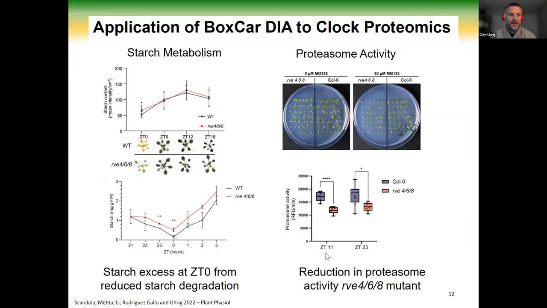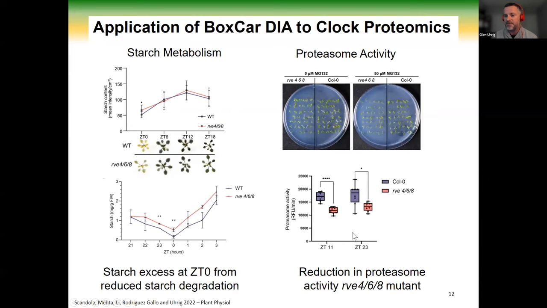Again, we followed this up with some enzymatic activities and saw that the RVE468 mutant was deficient in proteasome activity, which corresponds to the proteome data that we had seen previously. It's quite interesting that the effect we're seeing here is that the RVE468 mutant has larger cell size, and that corresponds to the phenotype observed in a lot of the mutant plants that are deficient in proteasome. So we were making some nice connections to previously observed phenotypic data.